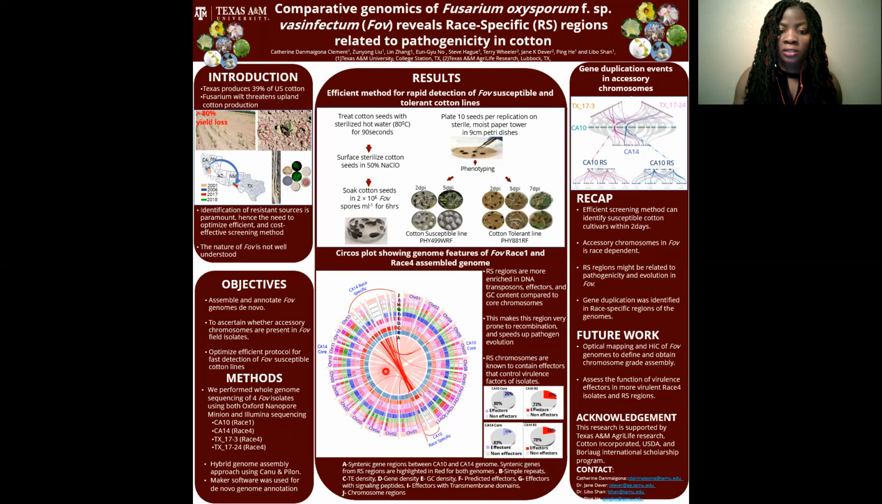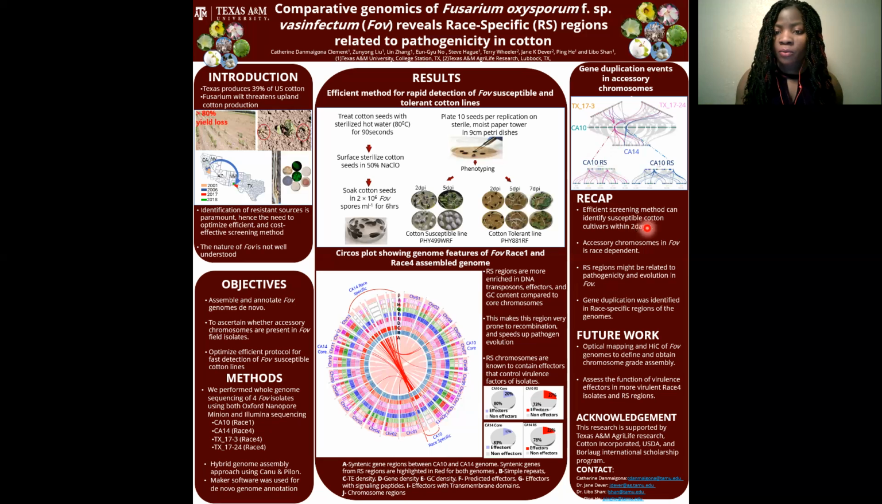Another thing you should take note of is the fact that these accessory regions are more enriched in transposons, as seen by the dark red color and the dark pink, which show the repetitive sequences and the effectors. So these accessory regions are much more enriched in transposons, effectors, GC content, and DNA retrotransposons. This makes this region very prone to recombination, speeds up the pathogen evolution, and makes this pathogen much more devastating. We also observe a lot of gene duplication only confined within this accessory race-specific region, where you can see 1 copy of a gene in race 1 having up to 4 or 5 copies in race 4.